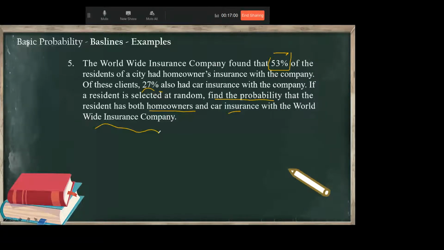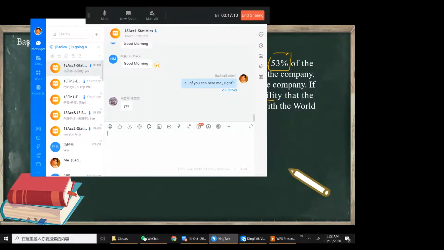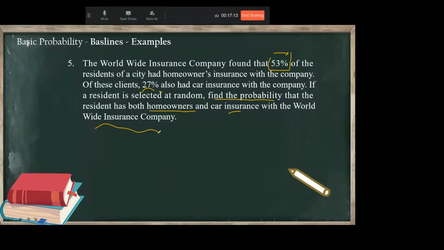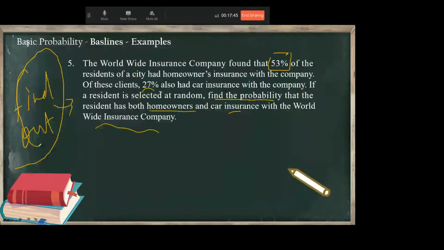So both again, and so I give you 2 minutes to find out. Can you? No?